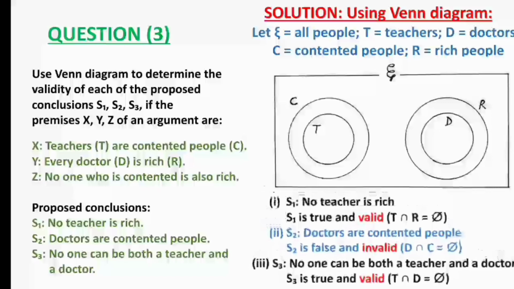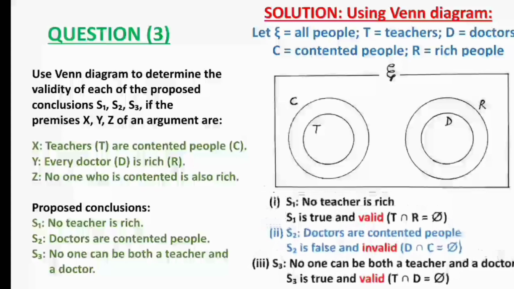The second conclusion, S2, which says doctors are contented people, is false. And that makes the second conclusion invalid. Because when we say doctors are contented people, from the Venn diagram, the circle for D, doctors, is not having any dealing with the circle for C, contented people. There are two disjoint and separate circles. So S2 is false. That makes S2 invalid.